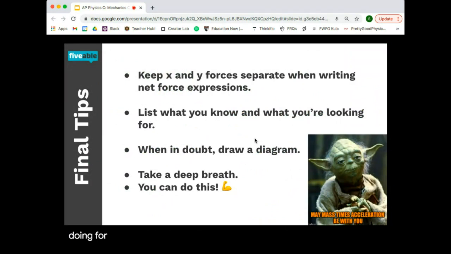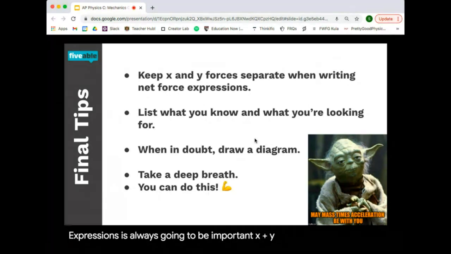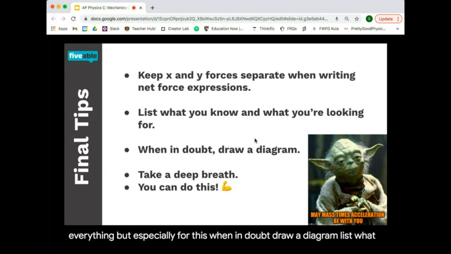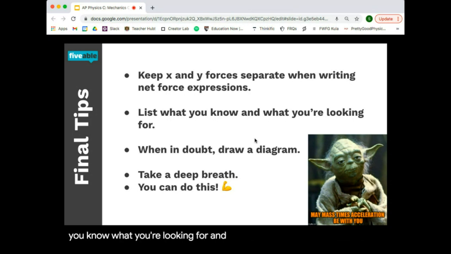When we're doing forces, keeping the x and y forces separate when writing net force expressions is always going to be important. X and y are separate for everything, but especially for this. When in doubt, draw a diagram, list what you know and what you're looking for, and work to just massage through the different force expressions to get to what you're asked for. So kind of bouncing between the frictional force expression and F equals ma, and making sure that you remember that the weight is equal to mg, and all of those different pieces are important. And if you're stuck or struggling, you can always just plug in the different things and see if it helps you get closer to an answer.